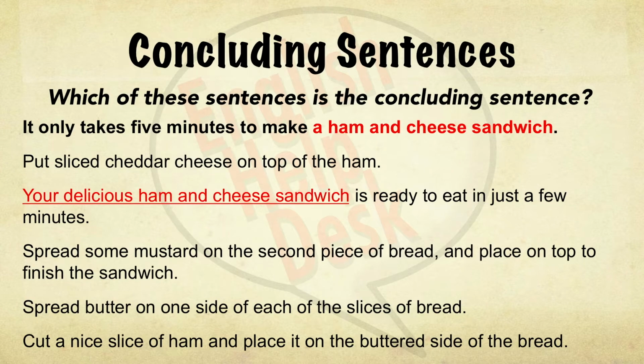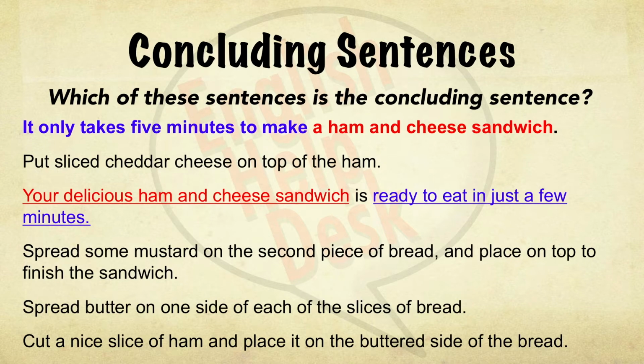Here we have the topic, a ham and cheese sandwich. Unfortunately, there's not really any other way to express a ham and cheese sandwich, so here the topic is the same in our topic and concluding sentences. What we have done is to put delicious in front of a ham and cheese sandwich just to make it sound more appealing. Same idea, slightly different words.